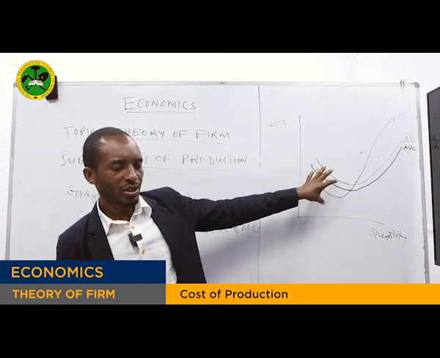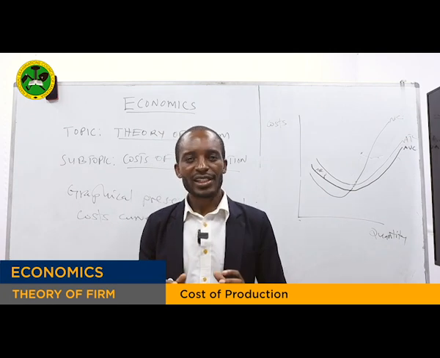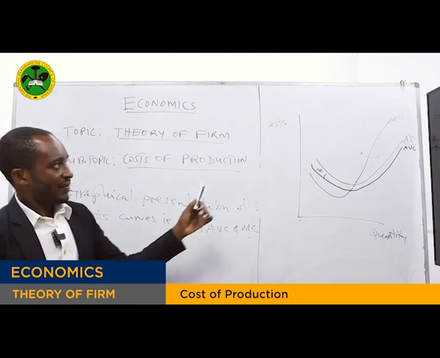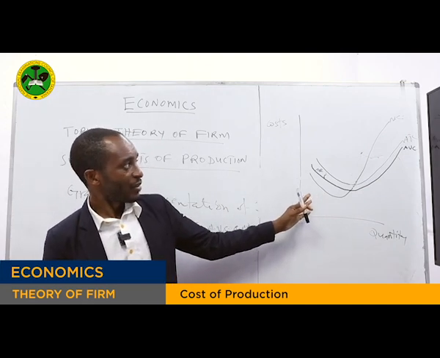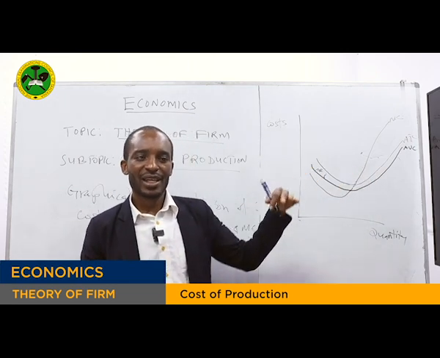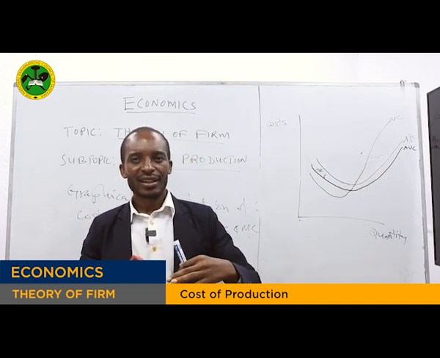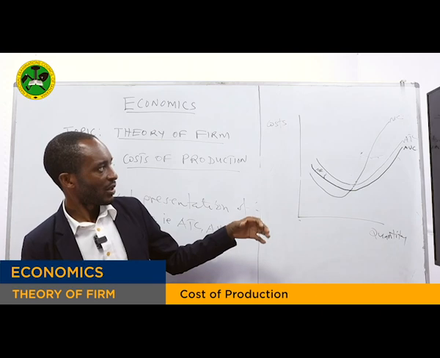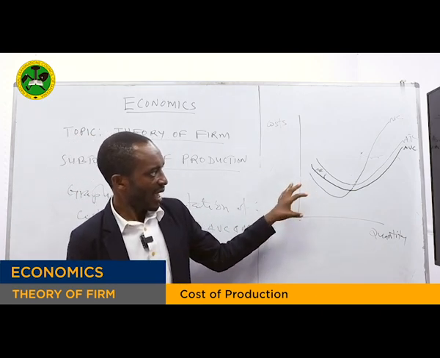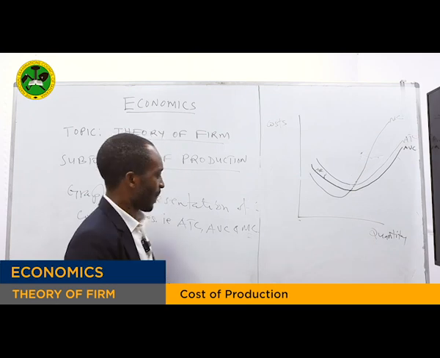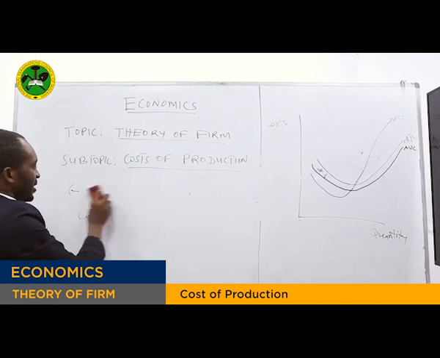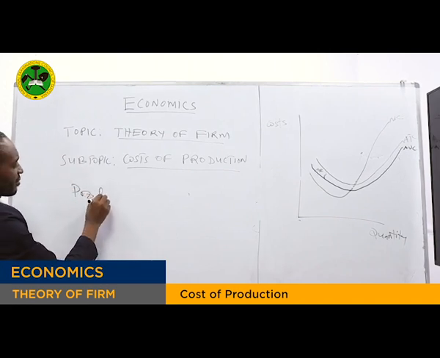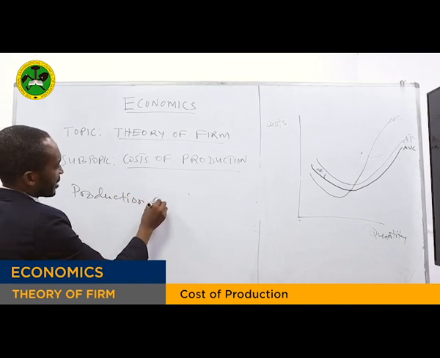After discussing the cost of production, let us now discuss the production curves. Since firms deal in producing goods and services, we need to know the behavior of the cost and the behavior of the output. Now let us see how the production curves look like.